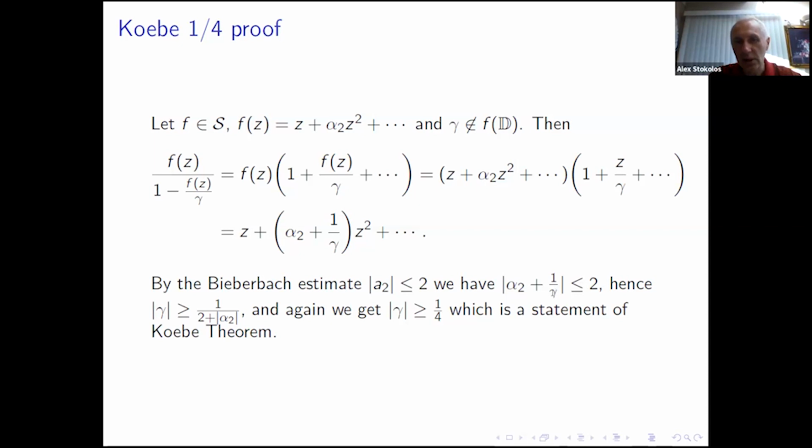Or you can rewrite it in the form that the absolute value of gamma is greater than or equal to this expression. But a_2 is a coefficient of another Schlicht function, therefore it is less than or equal to 2, and we get gamma greater than or equal to 1/4, which is the statement of the Koebe theorem. Very elegant, very nice, simple proof. And you see how the estimate of the coefficient and the estimate for the range of the univalent functions are related.